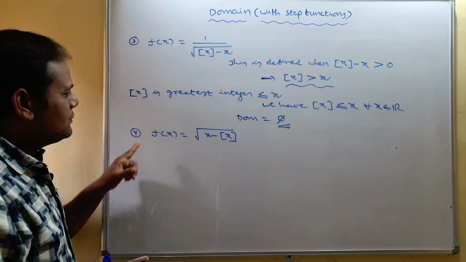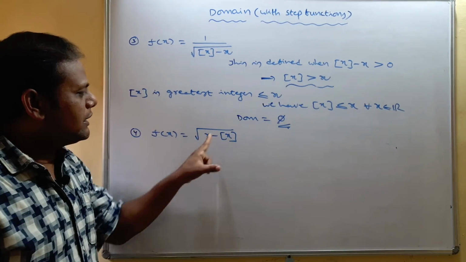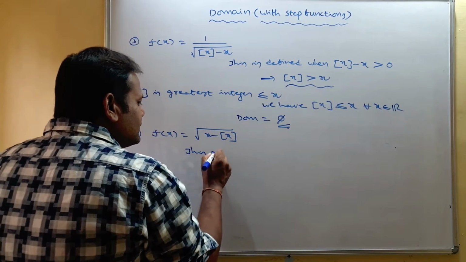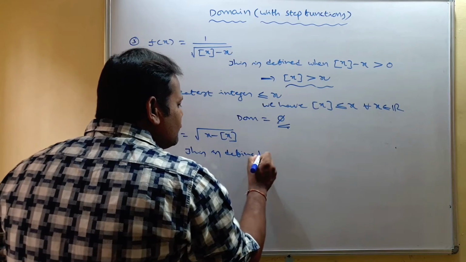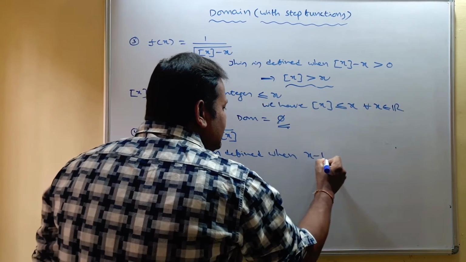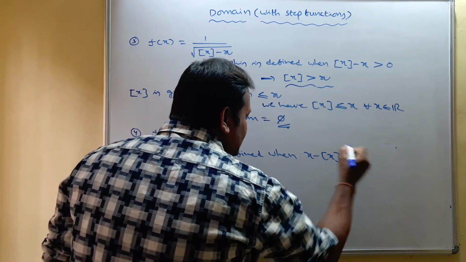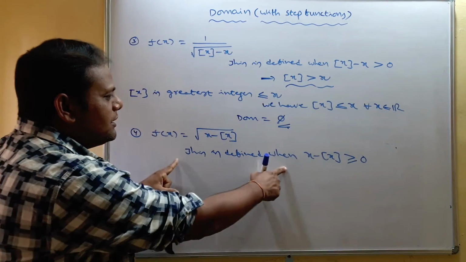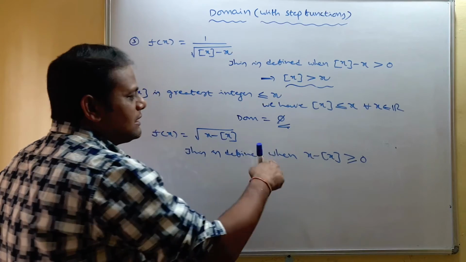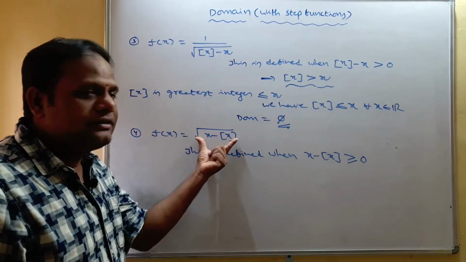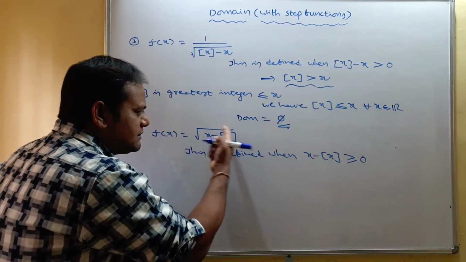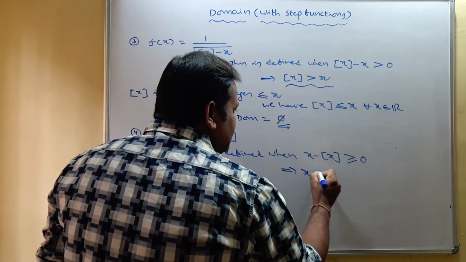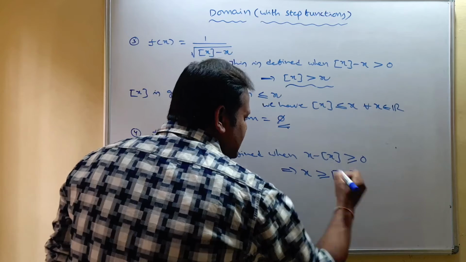Coming to this problem, f of x equals root of x minus step x. So this is defined when x minus step x is greater than or equal to 0. Try to understand. Earlier I took only greater than 0, but here I take x minus step x greater than or equal to 0. Why? Because this is in the numerator, so the expression in the square root may be 0. So from this you can write x is greater than or equal to step x.